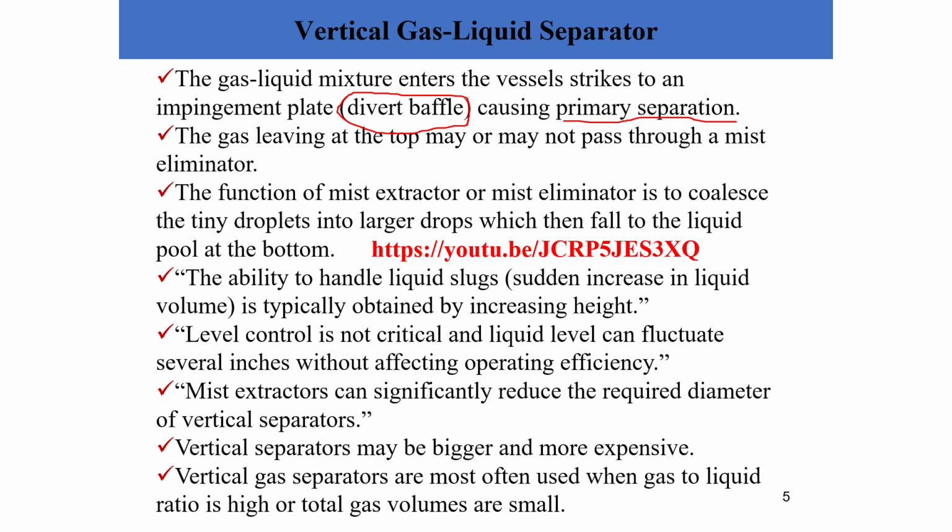Normally there will be a sudden change in the liquid volume flowing inside the separator, and this can be controlled by adjusting the height of the separator. The mist extractor will not always be used. Sometimes you will not need to use the mist extractor at all. You will need it if you have very tiny water droplets. Vertical separators are bigger and more expensive, but they are normally used when you have a high gas to liquid ratio, or the total liquid volume is very small.